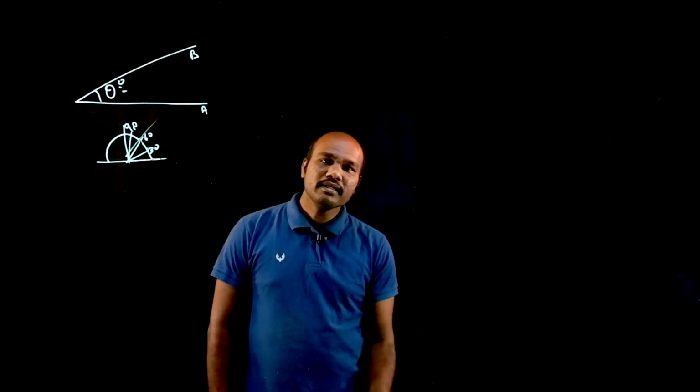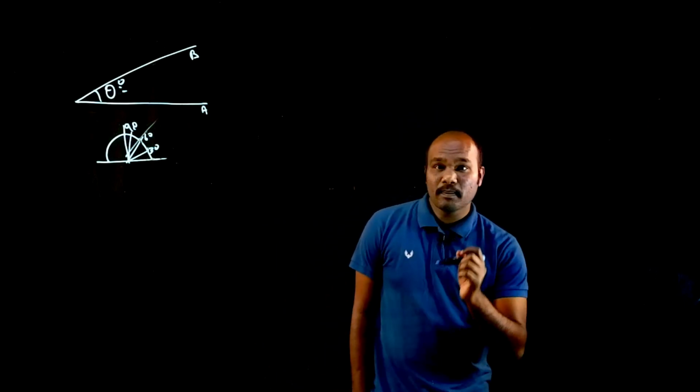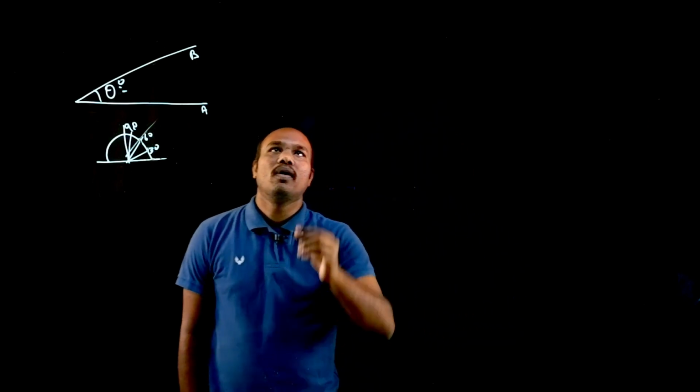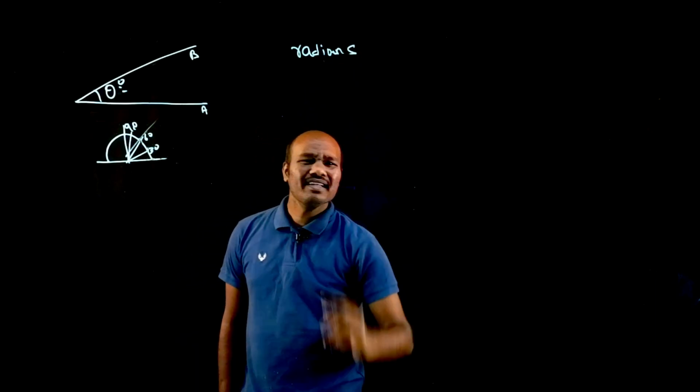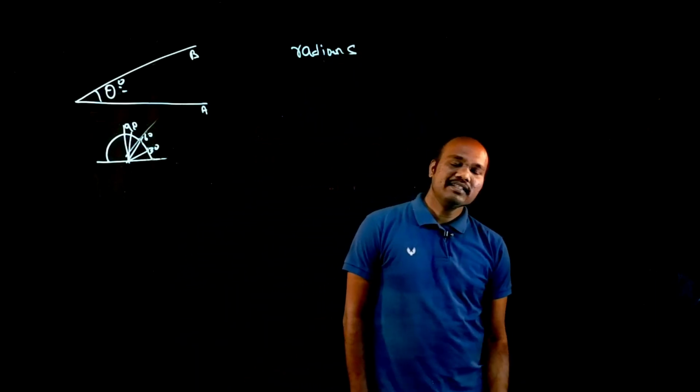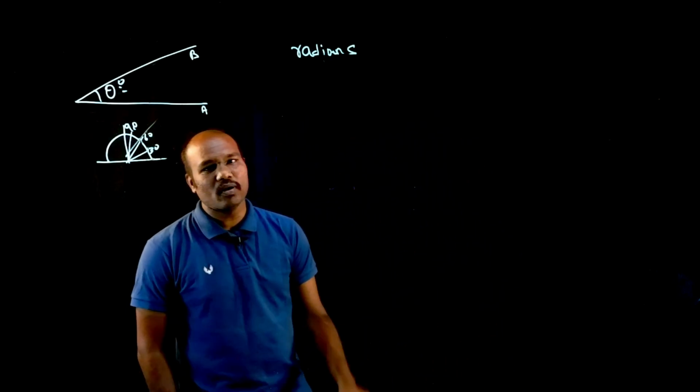Now, there is another parameter by which you can measure angles, that is called radians. What is the meaning of radians? If you just understand that, you will quickly understand what this is all about.